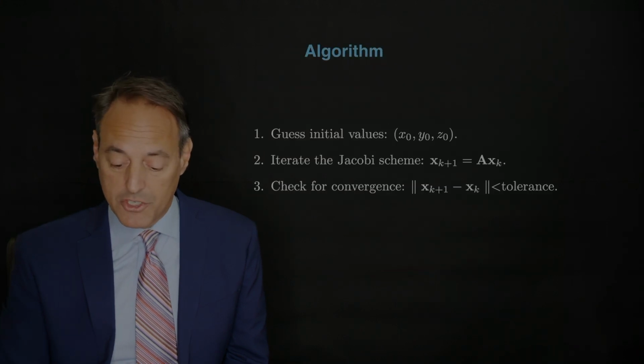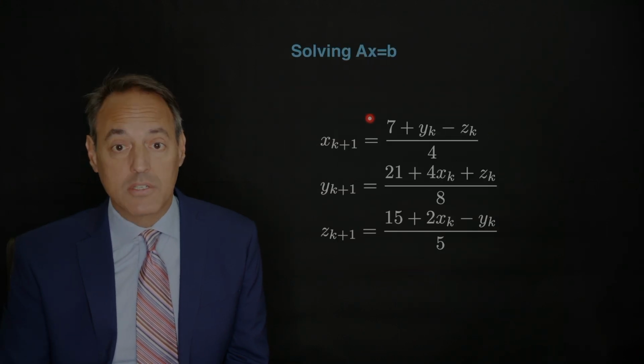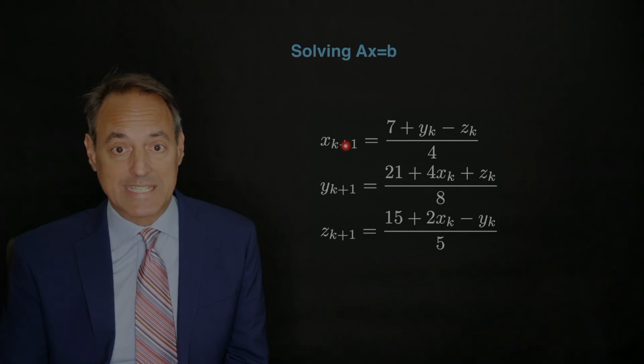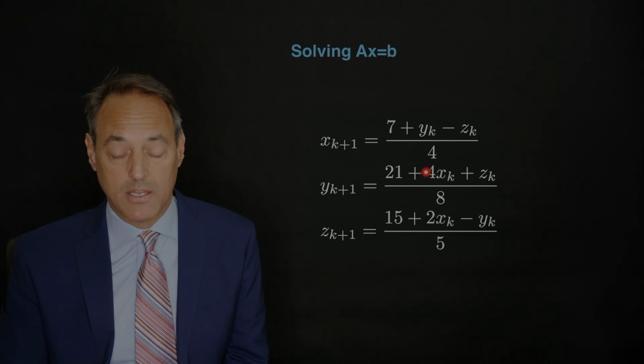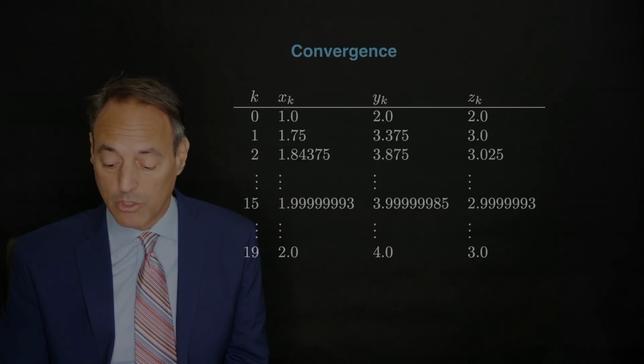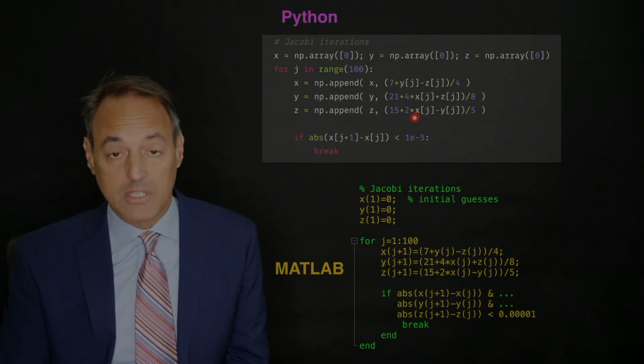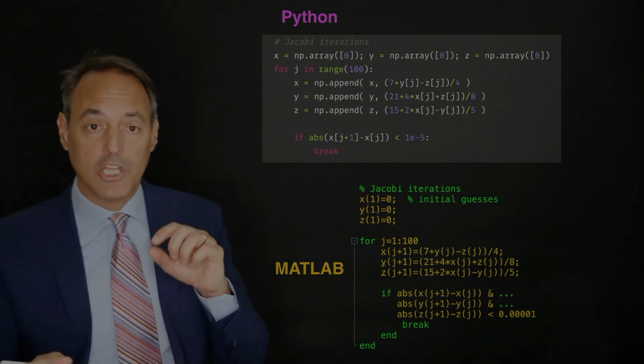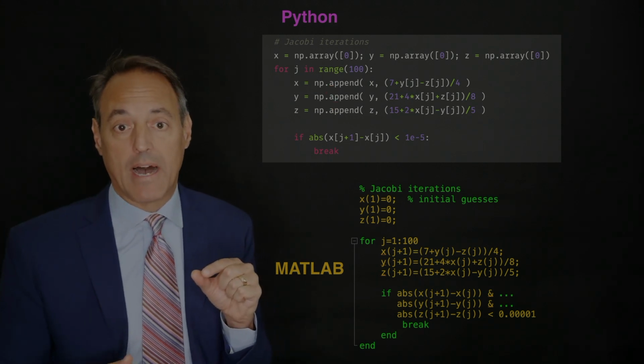So by the way, this is just executing this here. This is exactly what we're doing. I update x according to this right-hand side, update y according to this right-hand side, update z according to this right-hand side. So that's what you're looking at in this code is these updates, and I use append to add on to the vector that I already have.